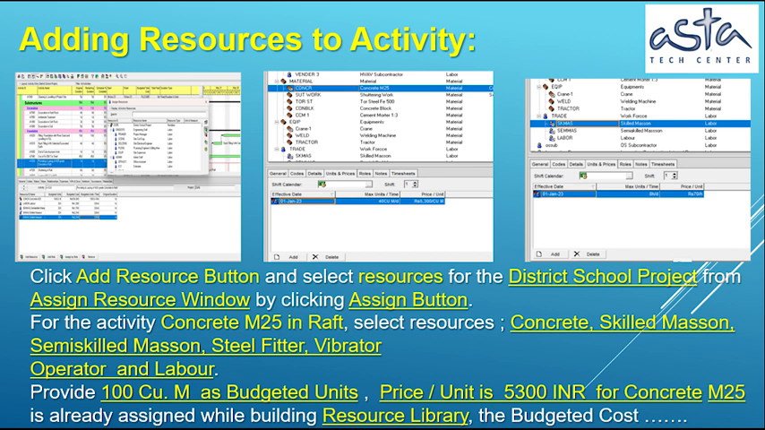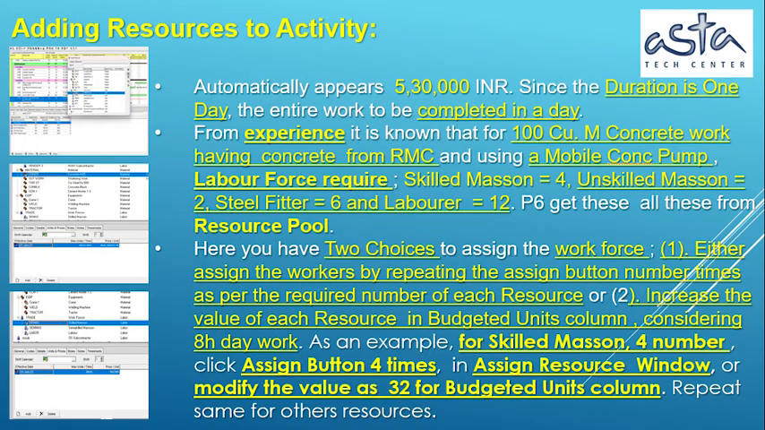Price per unit is 5,300 Indian rupees. For Concrete M25, it is already assigned while building the resource library, so the budgeted cost automatically appears as 530,000 Indian rupees. Since the duration is 1 day, the entire work is to be completed in a day.